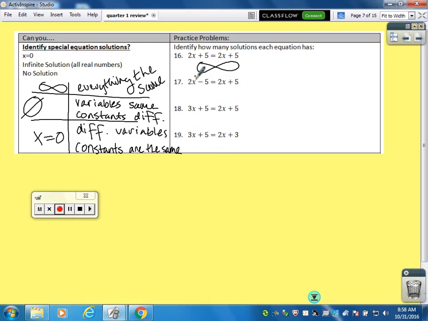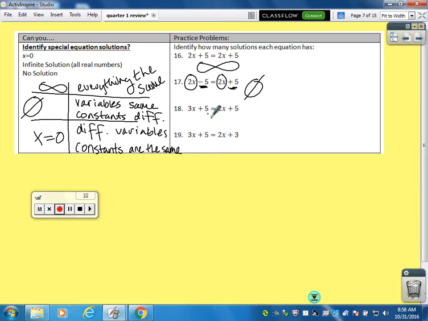On this one, I see that these are the same, but I've got a negative 5 and a positive 5. So I'm going to multiply by 2, subtract 5 in one, and add 5 on the other. Those are going to be 10 apart every single time. So that is the no solution. Nothing you plug in will ever work there.